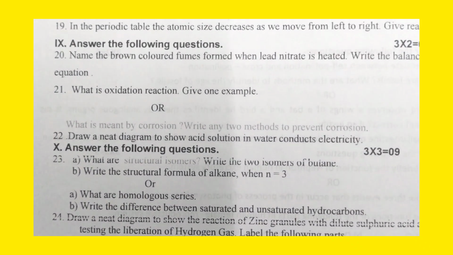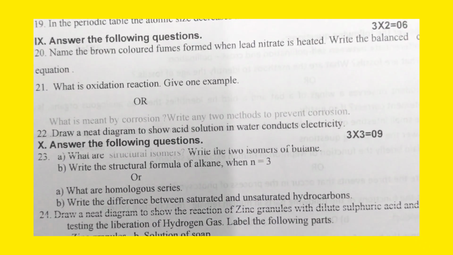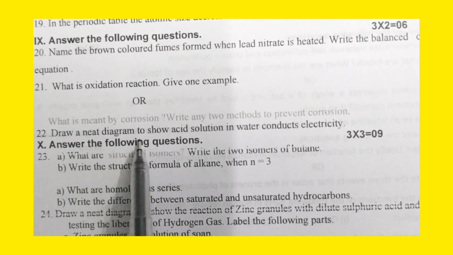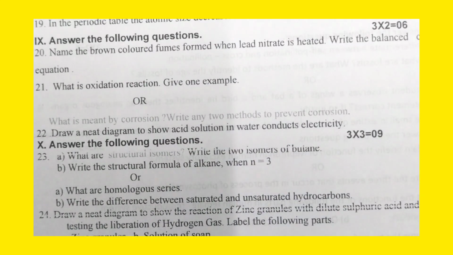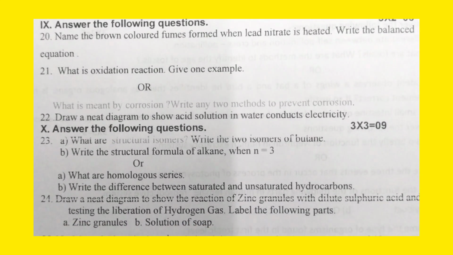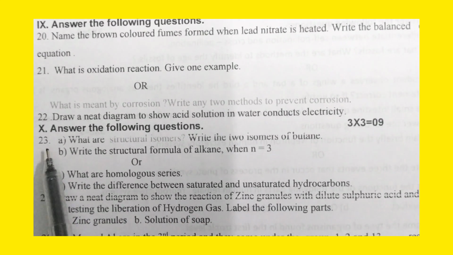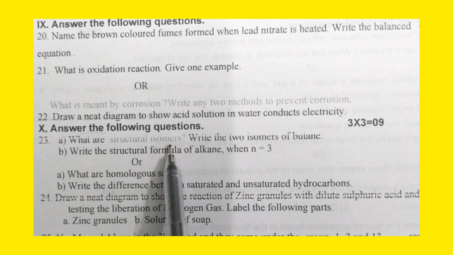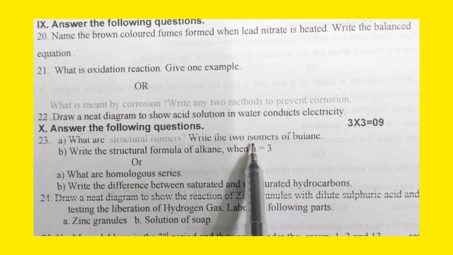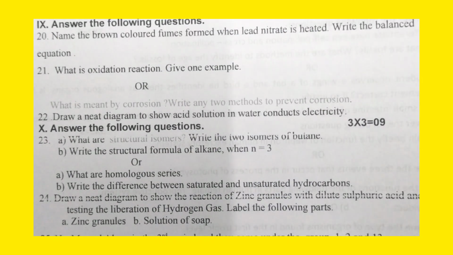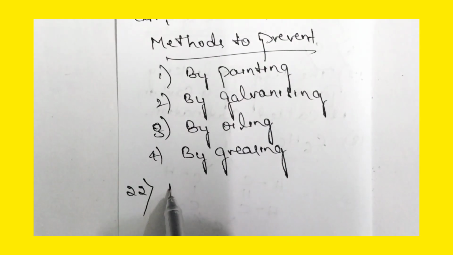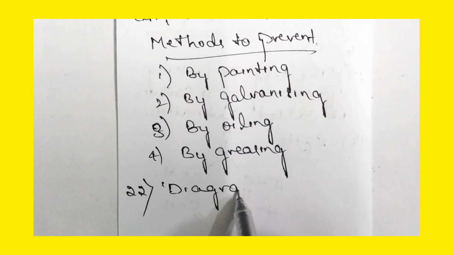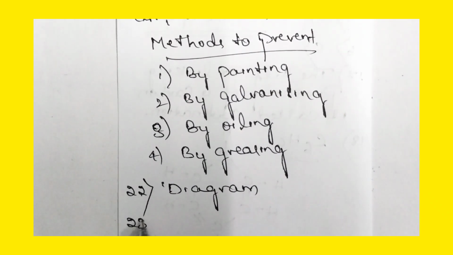Now let us move to the 22nd question. The 22nd is, draw a neat diagram to show that acid solution in water conducts electricity. So 22nd is a diagram. Now let us move to the 23rd question. What are structural isomers? Write the isomers of butane. So now let us answer this question. What is meant by structural isomers?